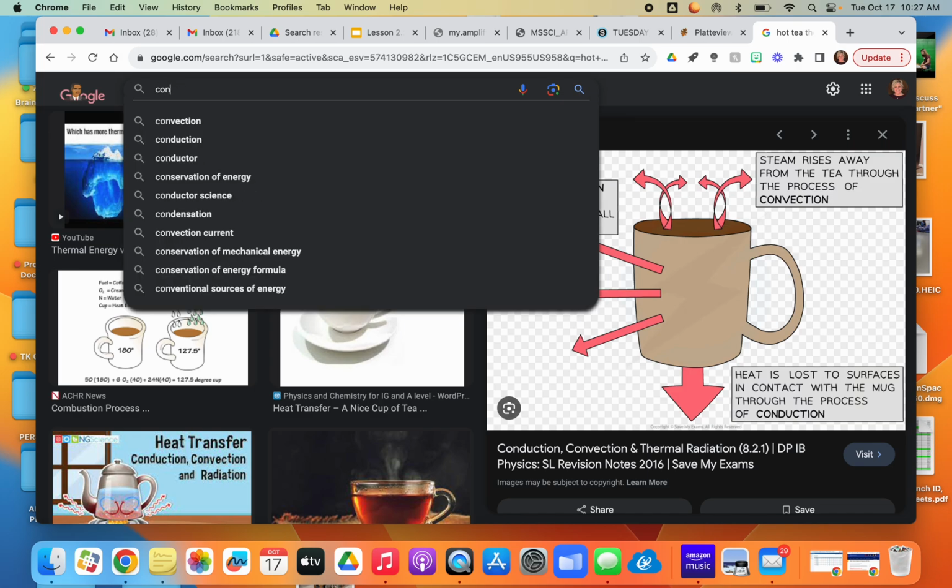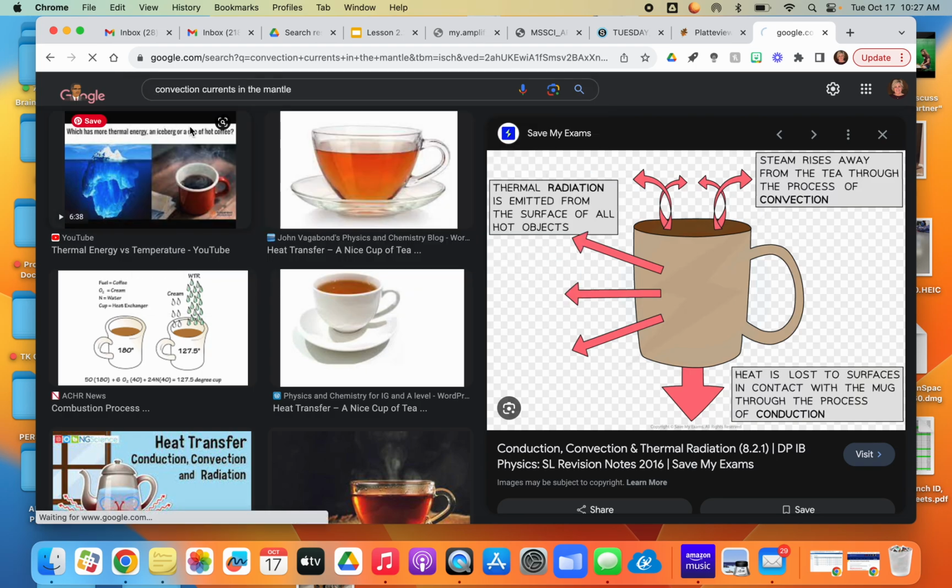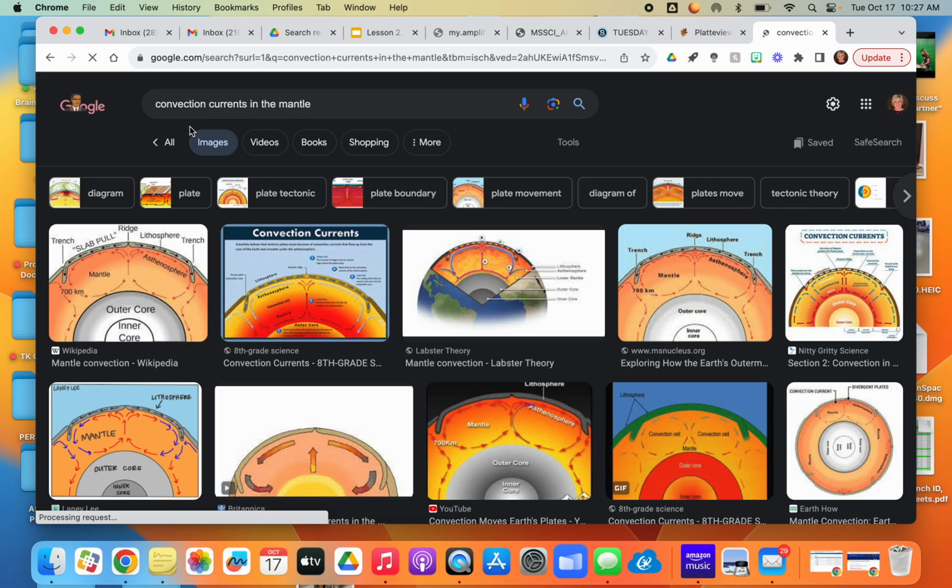I want you to apply that to convection currents in the mantle. And I'm going to show you this.